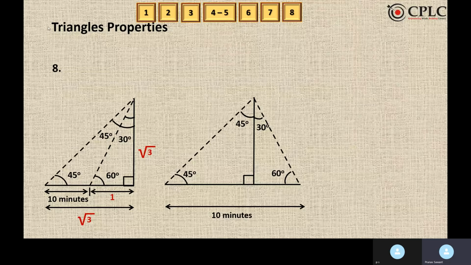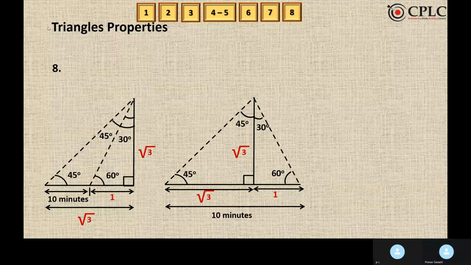and it went to the right of the pole. And from there, the angle of elevation is 60 degrees. Hence, it's a 30, 60, 90 triangle. Now, side opposite to 60 is root 3, side opposite to 30 is 1, side opposite to 45 is also root 3. It has to be root 3 because the sides opposite to 45 are in the ratio 1 is to 1 is to root 2. So if side opposite to 45 is root 3, the other side, which is also opposite to 45, has to be root 3.